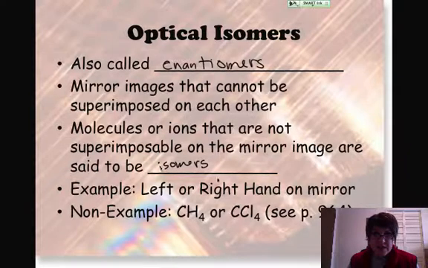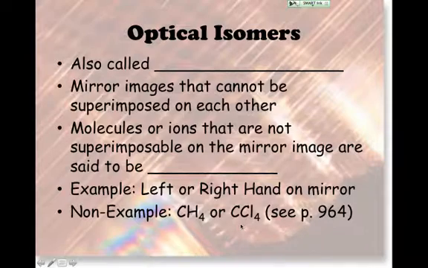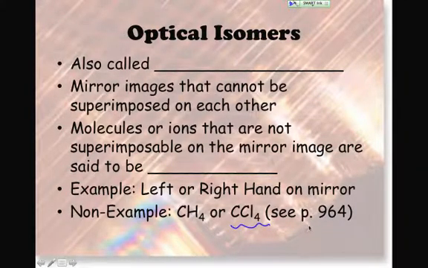And they rotate optical light in two different ways. For example, your right and left hand in a mirror can't be superimposed. But if you had methane or carbon tetrachloride, then those are interchangeable. They look the same. If you look on page 964 in your textbook, you'll see some other examples of enantiomers.